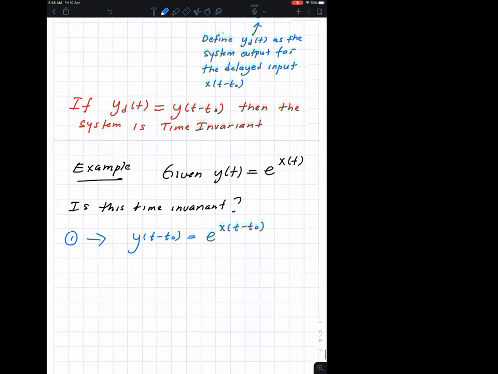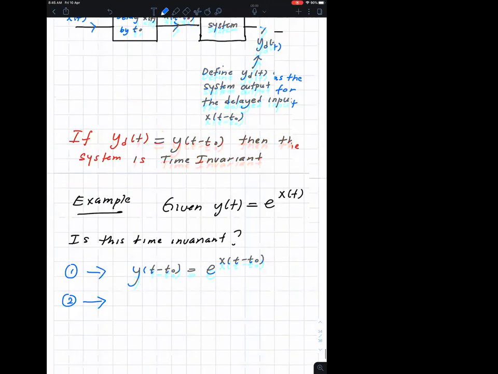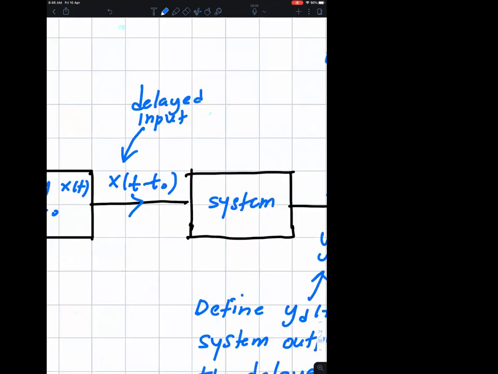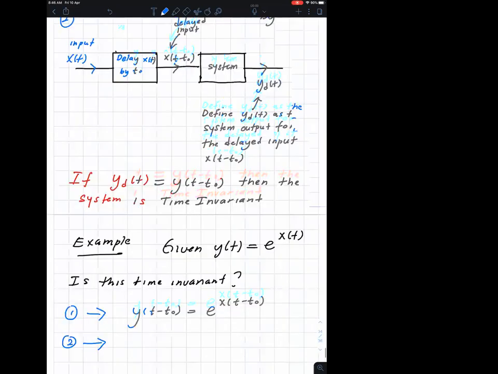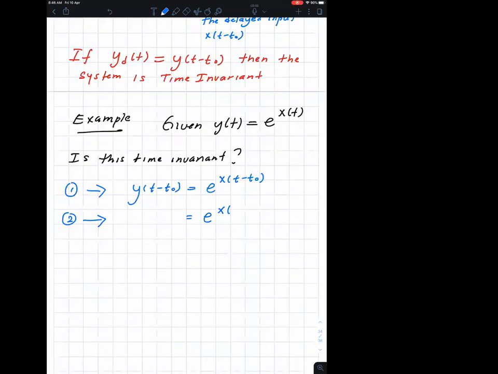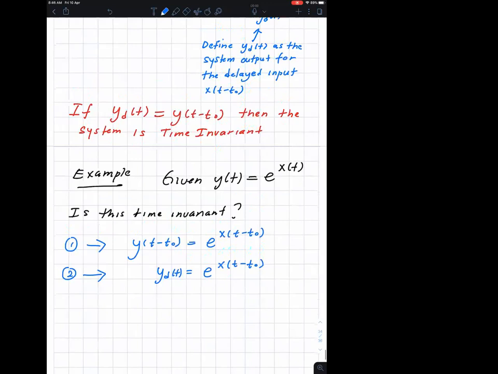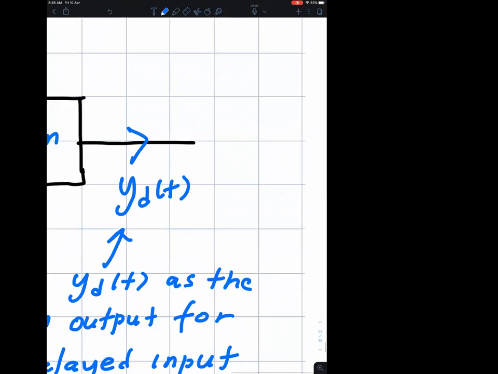Number two. Now number two is delaying the input by t naught. Where's the input? Here is the input. You just replace the t with t minus t naught. So therefore, you also have to replace this t with t minus t naught. This is called y_d(t), right? Because we already defined this output to be y due to the delayed input. For the delayed input, we have a subscript d, y_d as a function of t.